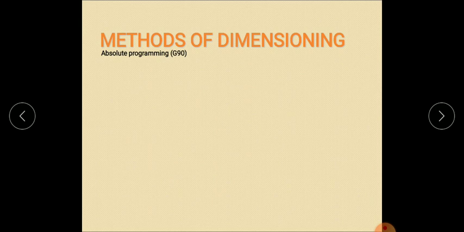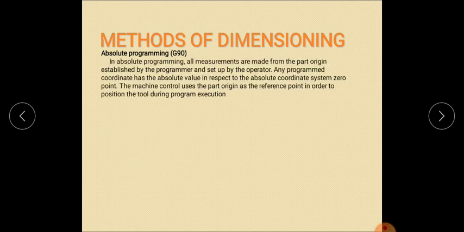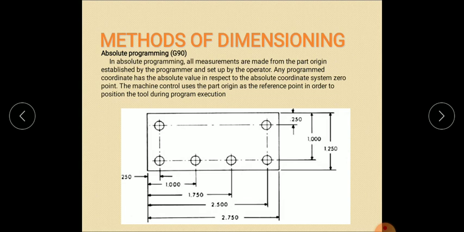Absolute dimensioning is given by G90 in the part programming of the CNC machine. What is absolute dimensioning? From the figure we can see that in absolute dimensioning all measurements are made from a part origin established by the programmer and set by the operator. Now consider this as the origin point. Whatever dimension you are going to give, this is considered as the reference point. For example, see now he is giving the reference point of 1000 mm.